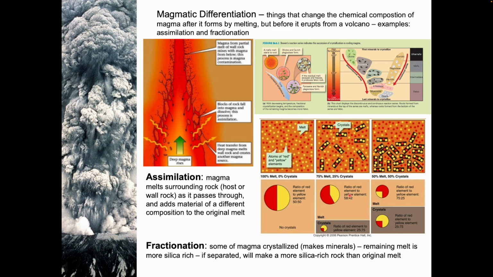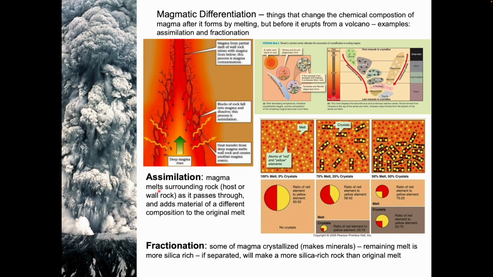We've already discussed magmatic differentiation to a degree. These are processes that change the chemical composition of magma after it forms by melting, but before the magma erupts from a volcano. An example of this is assimilation or fractionation.